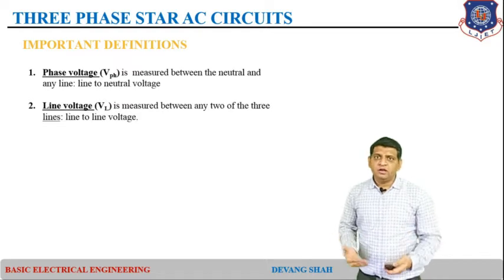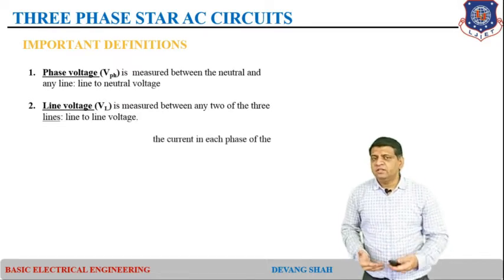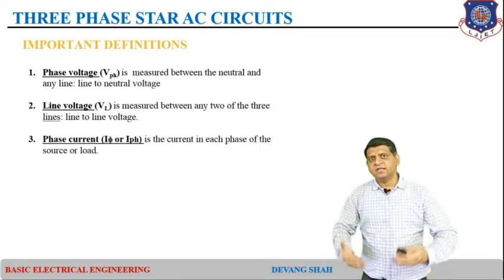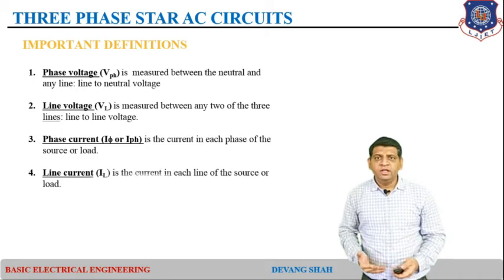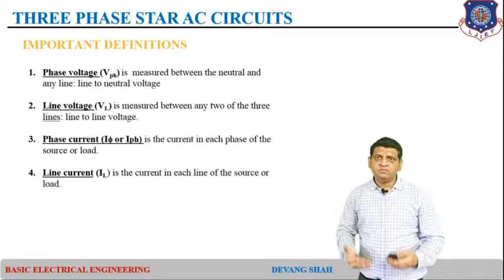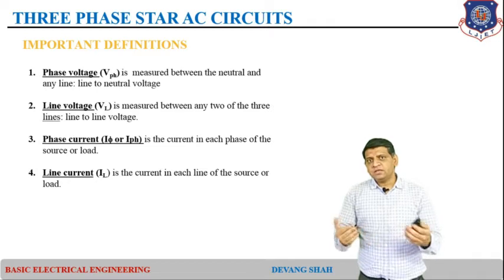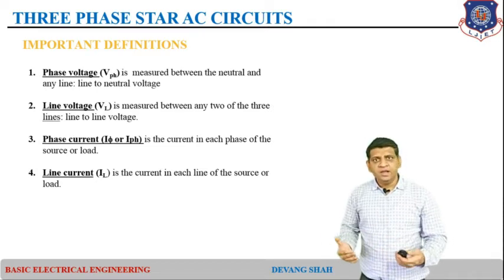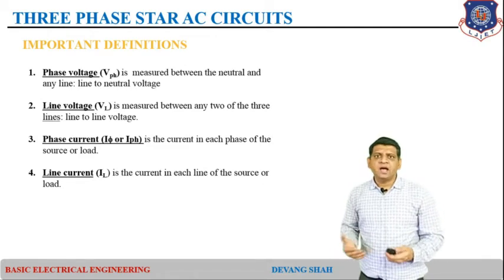In the same way, the current flowing through one of the phases is defined as the phase current. The line voltage is the voltage difference between two lines, and the line current is the current flowing through one of the lines. Here the phase voltage we define as either EPH or VPH, the phase current as IPH, the line voltage as VL or EL, and the line current as IL, right?